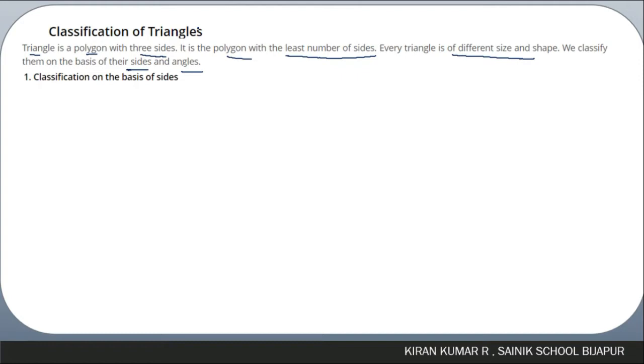We all know that there will be three sides in a triangle. Out of these three sides, if all the three sides are different, it is called a scalene triangle. If two of the sides are equal, then it is called an isosceles triangle. If all the three sides are equal, then it is called an equilateral triangle.